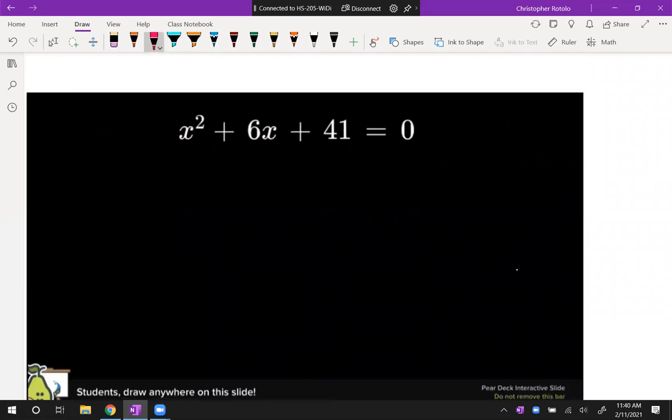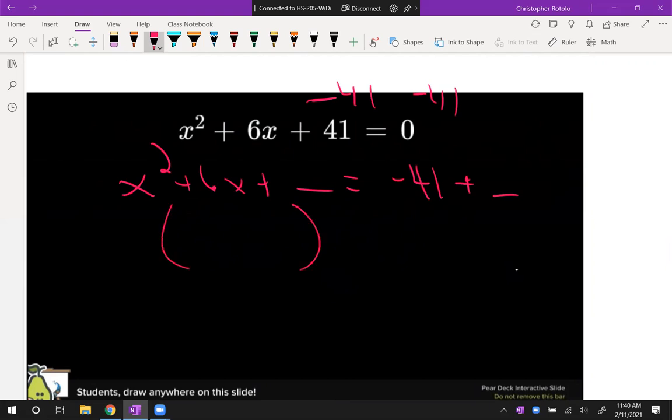Factors of 41 are not going to happen to give me 6. So here's your review on completing the square. X squared plus 6x plus blank equals... I've got to move this thing over, so I'm going to subtract 41. Negative 41 plus blank. All right, remember we're going to work down first. So I need half of the 6, which is 3. It is positive. And then work back up. 3 squared is 9, so we're going to add 9. That'll give me negative 32.